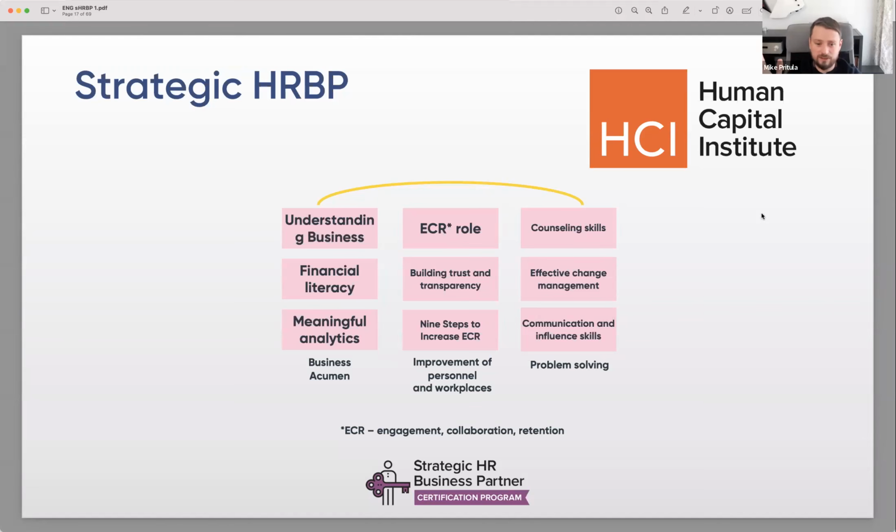So they have three pillars: business acumen, improvement of personal and workplaces, and problem solving. And in our course, we will learn all these three pillars and each competency, which are understanding business, financial literacy, meaningful analytics, the ECR role. ECR stands for engagement, collaboration, and retention. Then building trust and transparency, 9 steps to increase ECR, then counseling skills, effective change management, communicating and influencing skills. And this is the competency model that we are organizing our course around.